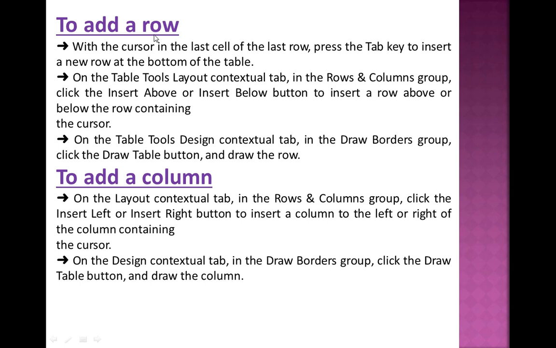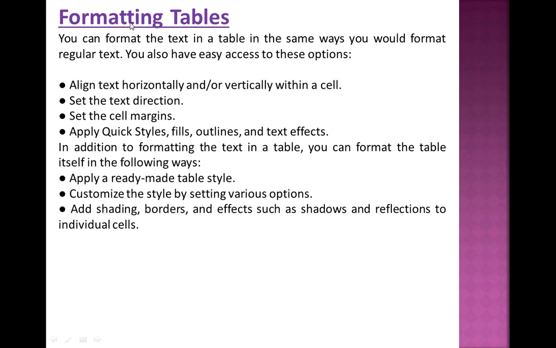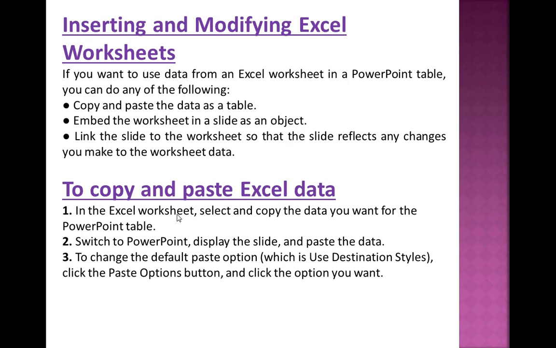Then how to add a row? There are multiple steps available: how to add a row, then how to add a column, then how to format the table. We can format the table text either horizontally or vertically. We can set the text direction, we can set the cell margins, we can apply the quick style fills, outline, and text effects. In addition to formatting the text, we can also format the table itself in the following ways. Means either we can format the text in the table, or we can format the whole table also. How we can format? Either apply a ready-made table style, or we can customize the style by setting various options, or we can add the shading, border, effects, and so on.